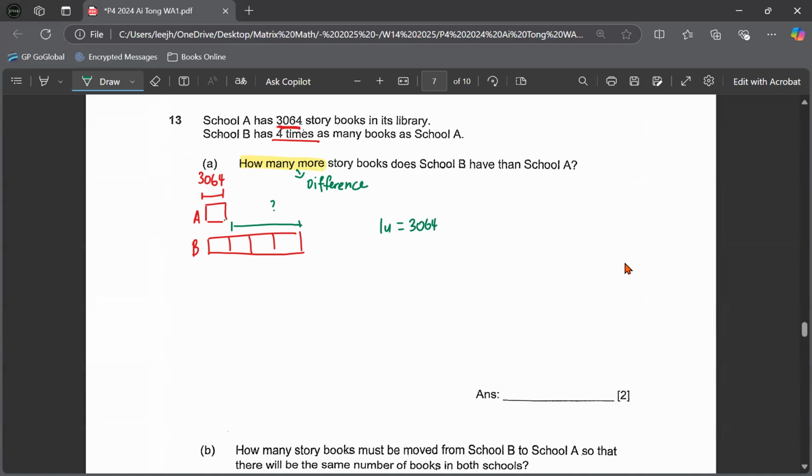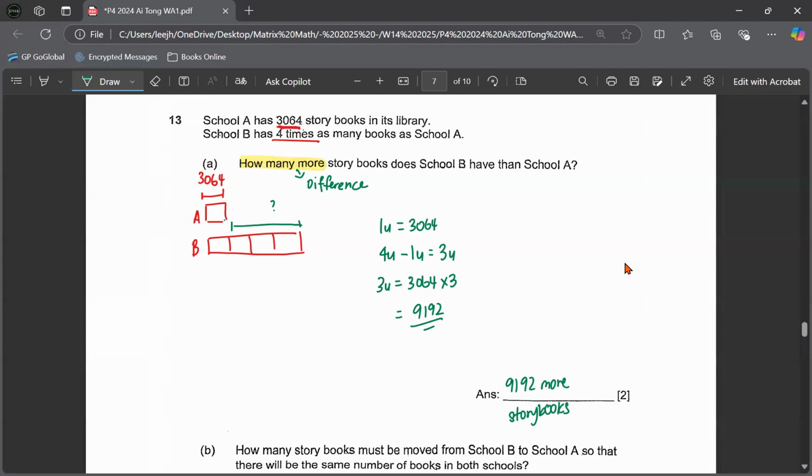B is 4 units, A is 1 unit, so minus 1 unit. The difference is 3 units. So we look for 3 units. 1 unit is 3064, right? So 3064 times 3, you will get 9192. So how many more storybooks does B have than A? Your answer is 9192 more storybooks. So you write down.